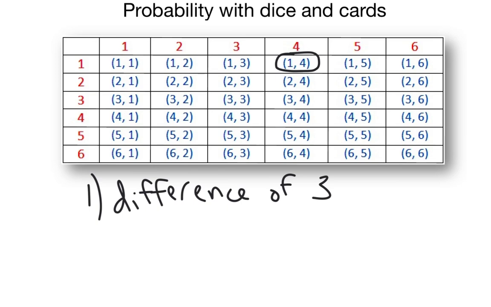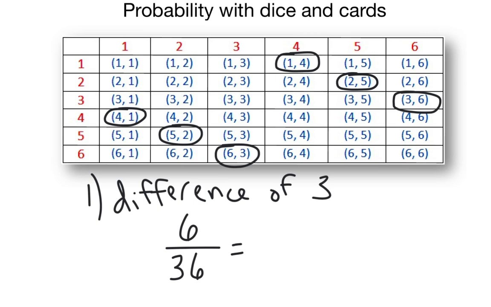Okay, so difference of 3, we'd have, for example, 1 and 4, 2 and 5, 3 and 6. We could also have 4 and 1, 5 and 2, 6 and 3. So that would be 6 options. On the chart here, 6 times 6, we have 36 total possibilities. So that's a 6 out of 36, or 1/6 chance of that happening.